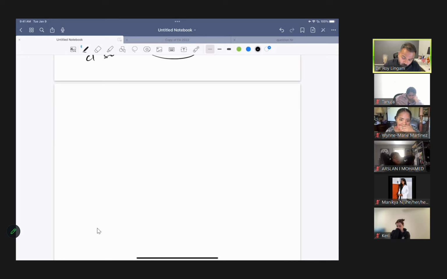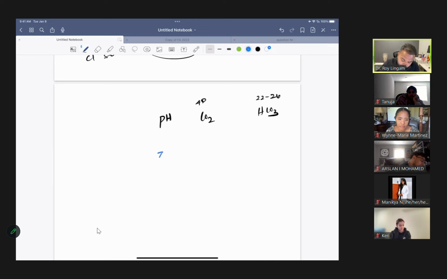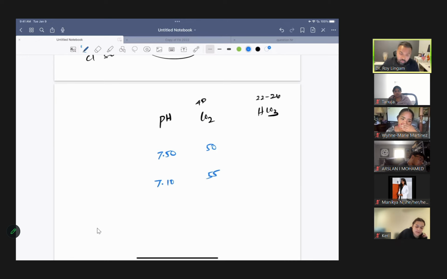I'm going to write pH, CO2, and bicarbonate. You guys know the normal pH. Normal CO2 is 40 and the bicarbonate is 22 to 26. That's the normal number, okay? Start copying this. Copy these two numbers.